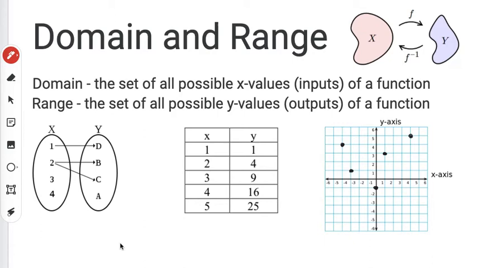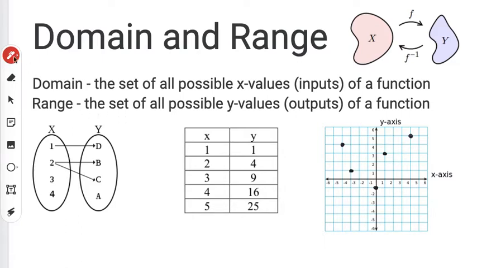You study functions, you start to look at domain and range, and I've got a little picture of what I'm talking about over here. Notice that this blob called x is being mapped over to this blob called y, and the mapping is being done by a function called f. The domain is going to be the set of all possible x values for a function. It's the set of all inputs. And the range is going to be the set of all possible y values or outputs of a function.